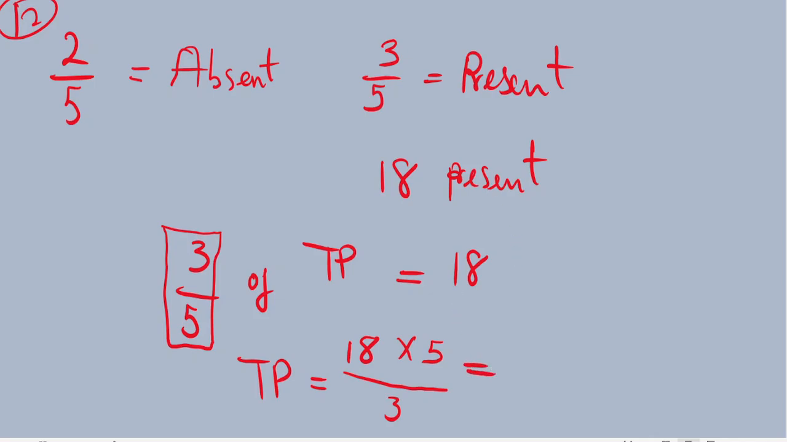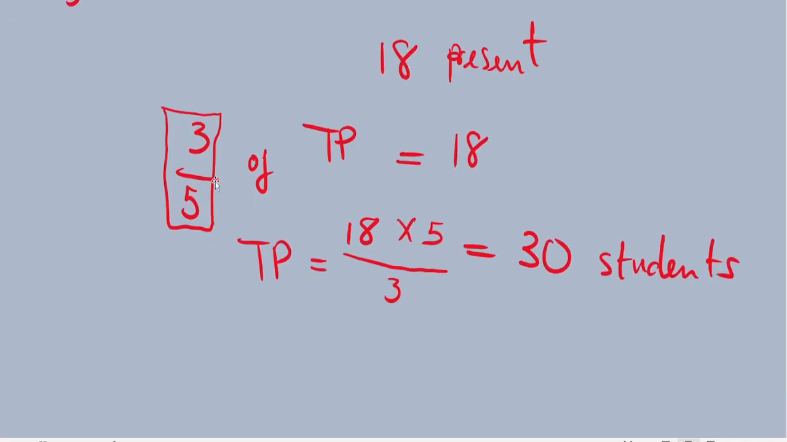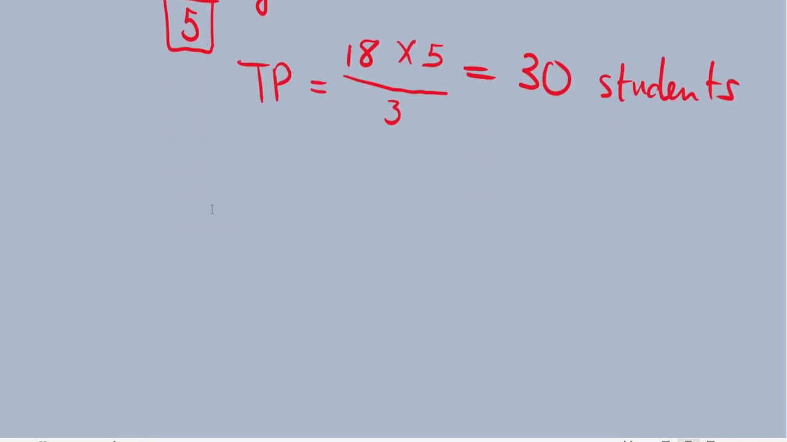The total population of the class is what? 18 divided by 3 is 6. 6 times 5 is 30. So there are 30 students in the class. It is as simple as that. If 2 over 5 are absent, that means the fraction that are present is 3 over 5. And if 18 are present, then 3 over 5 of the total population is that 18. Then you multiply 18 by the reciprocal of 3 over 5 to give you 30 students.